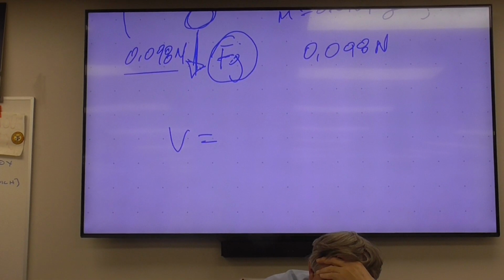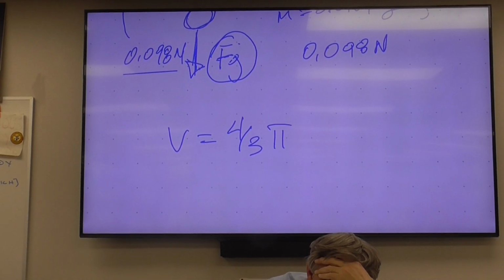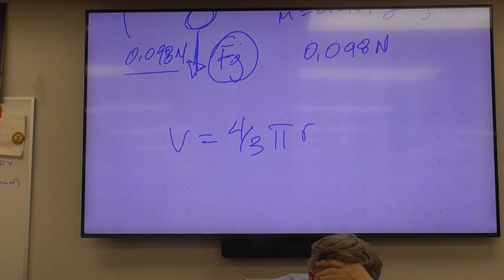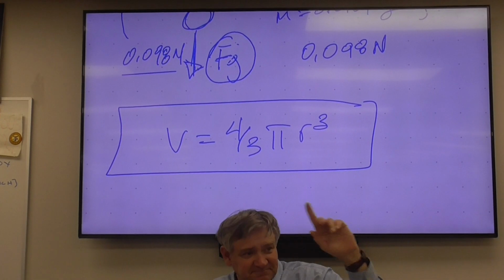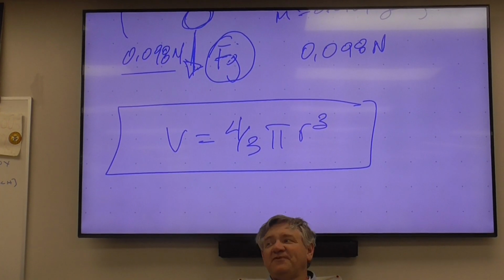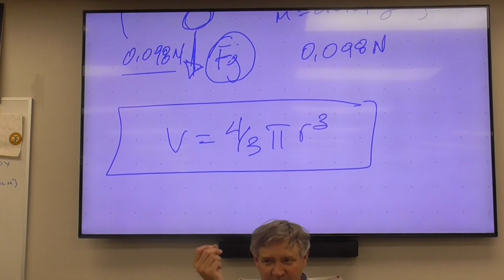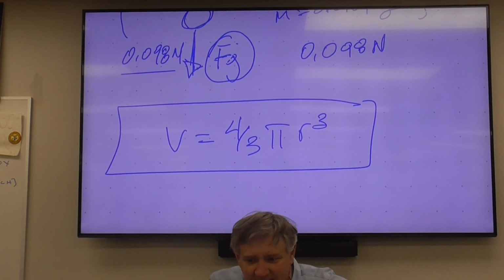That the volume of a sphere is 4/3 pi r cubed. Okay? You're gonna need this number, okay? You're gonna need this equation, because one of the things that you're gonna find is volumes of beads on this assignment.